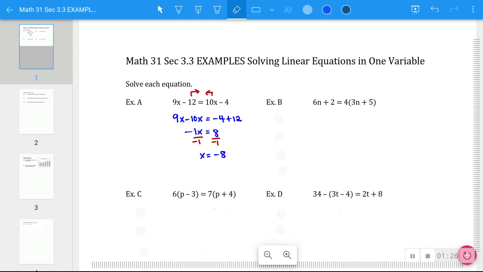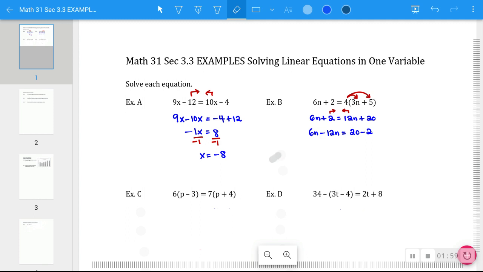Okay, on example B, we have a multiplication on the outside of a parenthesis, which means that we have to distribute before we do anything else. So we're going to distribute. That's the first step if it's required. You can see that I multiplied 4 times the 3n and 4 times the 5. Next, you're going to gather your like terms on one side. We just did that on the previous problem. You can see that the two terms that switch sides also change from positive to negative in this case.